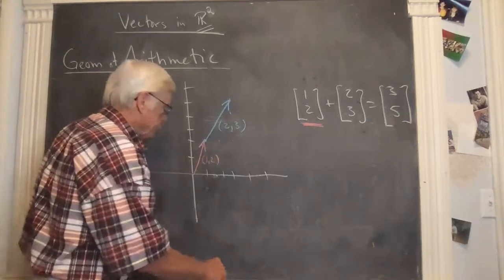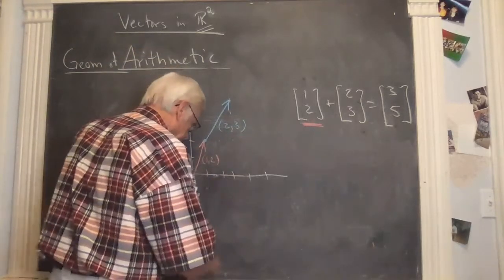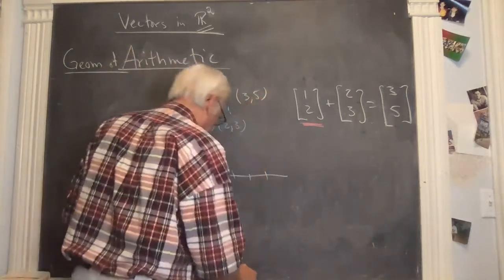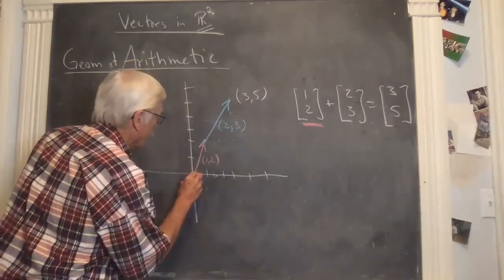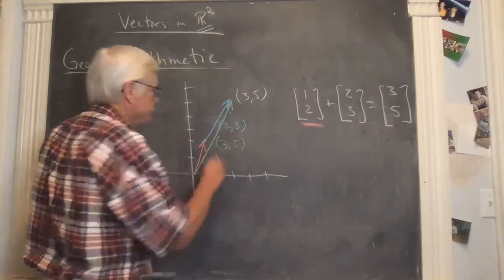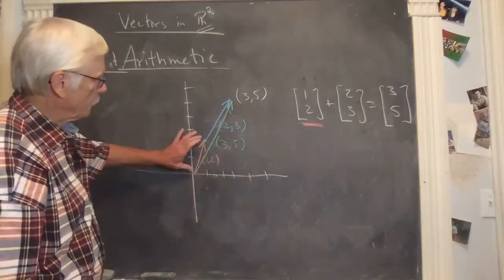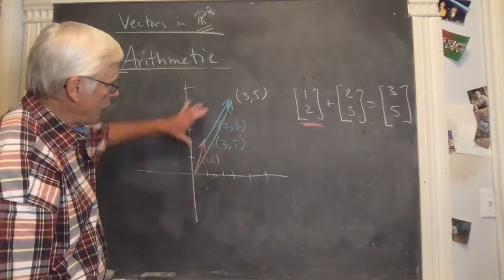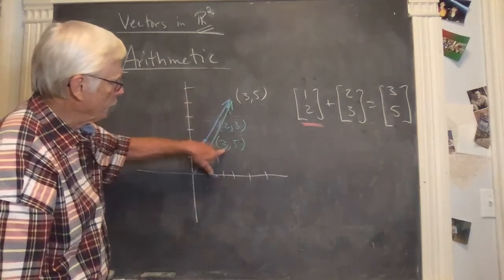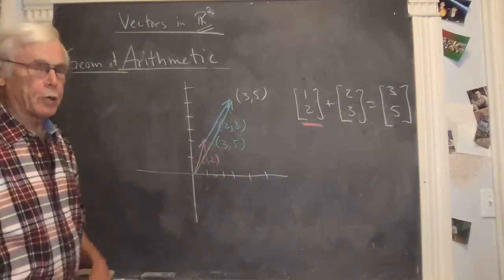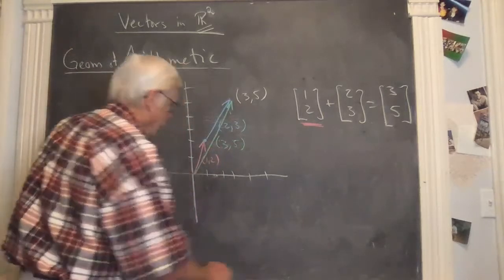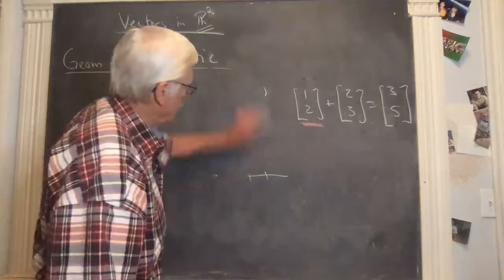And where did we end up? Well, the point we end up with is the point 3, 5. And so we end up with the vector 3, 5. So taking 1, 2 as a vector, adding 2, 3 to it, head to tail, ends up with the point 3, 5, ends up with this little geometry. So this is the geometry of addition. Let's look at the geometry of scaling.